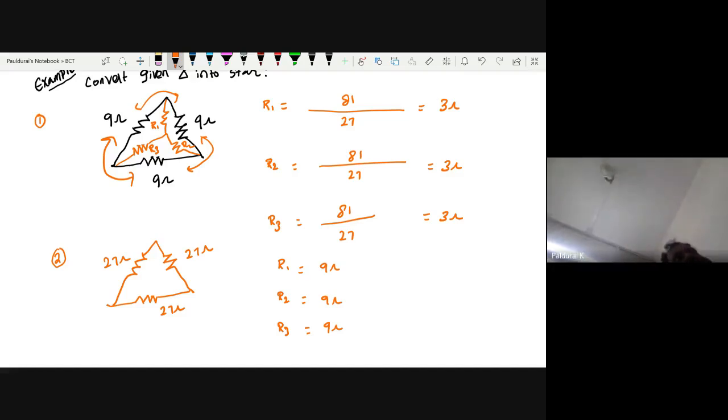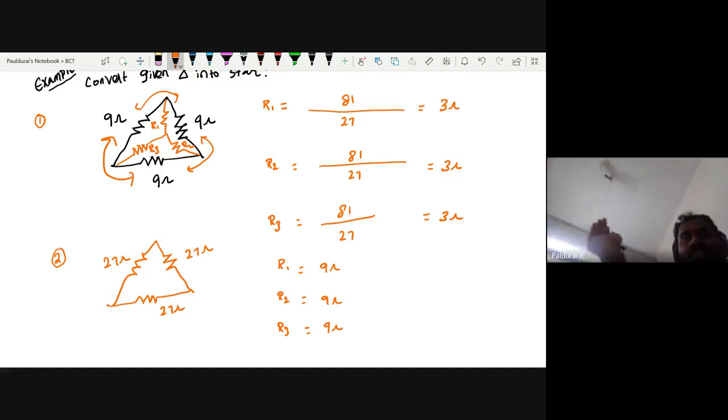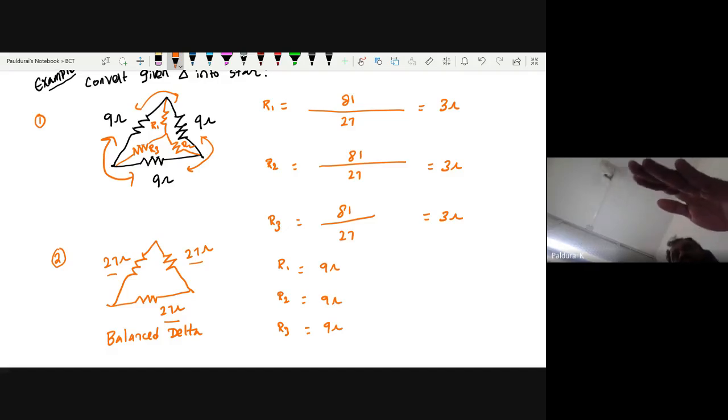So what is the conclusion? You know what I am trying to say to you people. Anyone? Sir, it became R/3. Yeah, very good. The conclusion: look here, all are equal resistance, right? Now this is called balanced delta. What do you mean by balanced delta? If all the three resistors are equal.